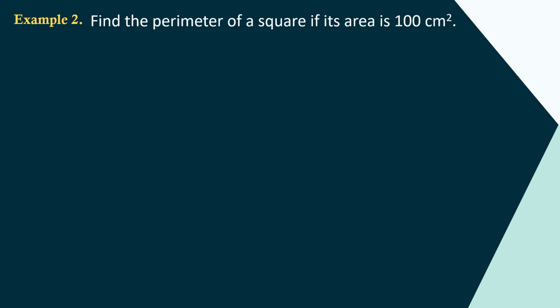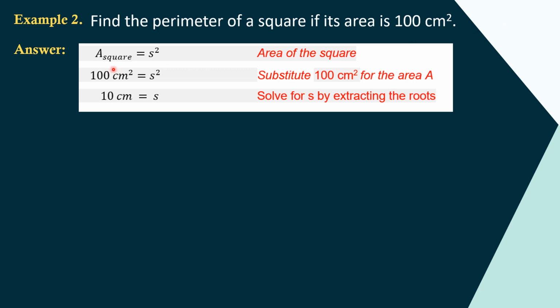For example number 2, we need to find the perimeter of a square if its area is 100 centimeters squared. So we need the formula of the area of a square, which is S squared. Now, substitute 100 centimeters squared for the area A. And then, solve for S by extracting the roots. The square root of 100 centimeters squared is 10 centimeters. Therefore, the length of each side is 10 centimeters.